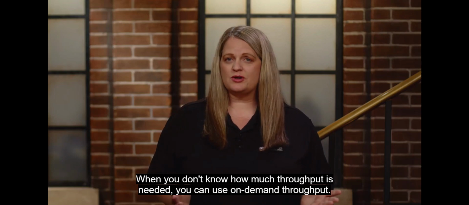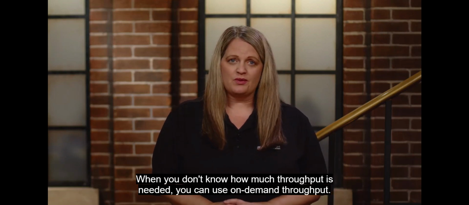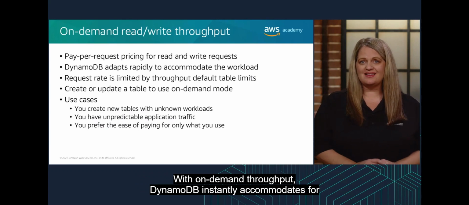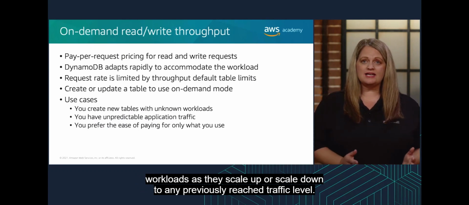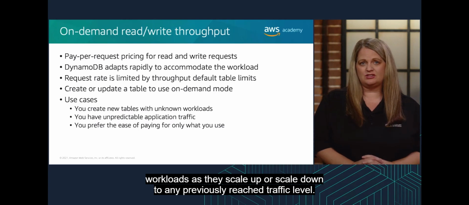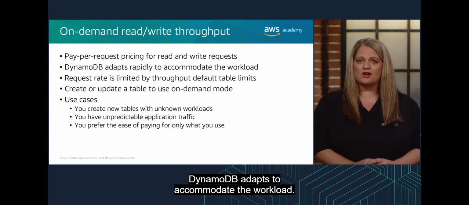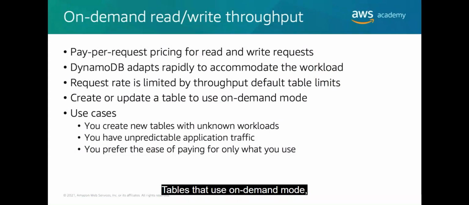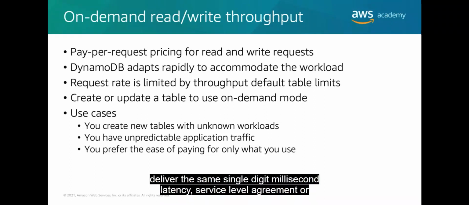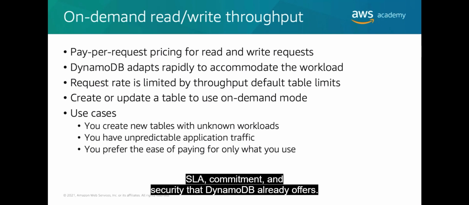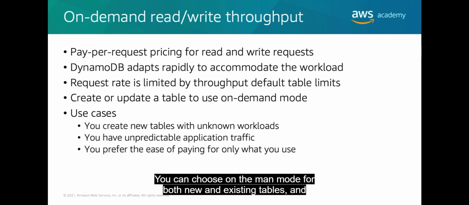When you don't know how much throughput is needed, you can use on-demand throughput. With on-demand throughput, DynamoDB instantly accommodates your workloads as they scale up or scale down to any previously reached traffic level. If a workload's traffic level reaches a new peak, DynamoDB adapts to accommodate the workload. Tables that use on-demand mode deliver the same single-digit millisecond latency, service level agreement, or SLA, commitment, and security that DynamoDB already offers. You can choose on-demand mode for both new and existing tables, and you can continue using the existing DynamoDB APIs without changing code.